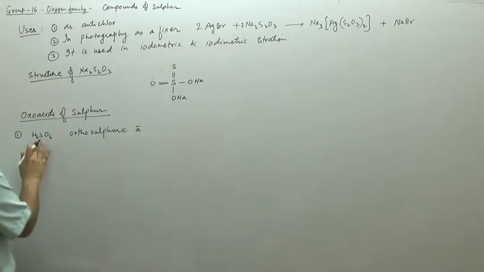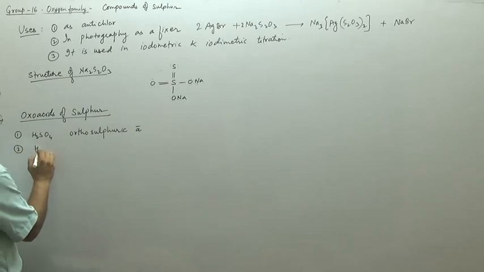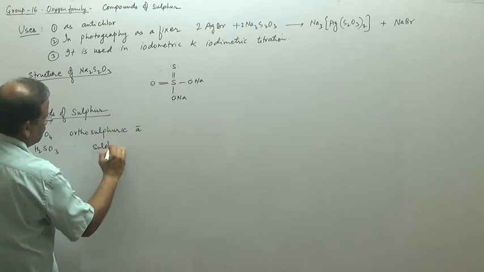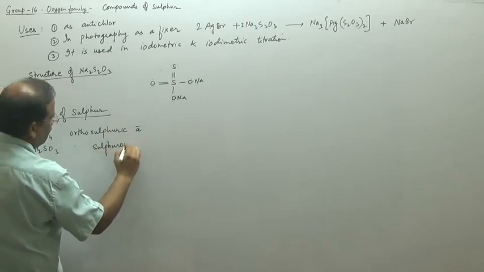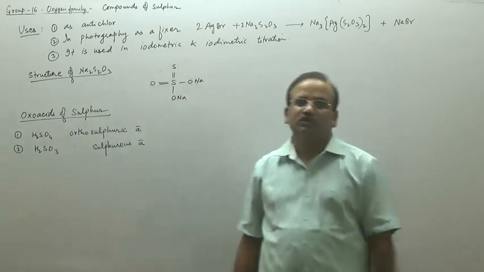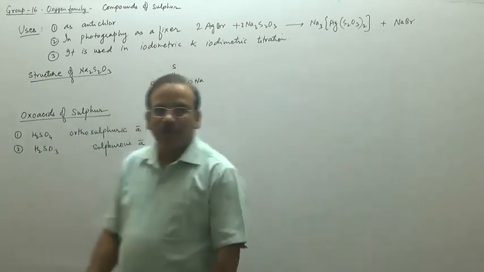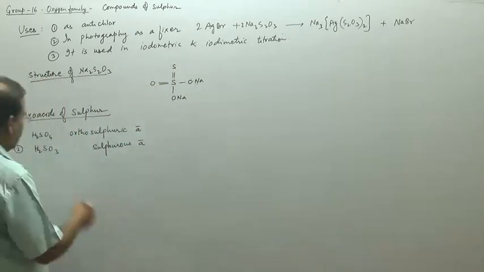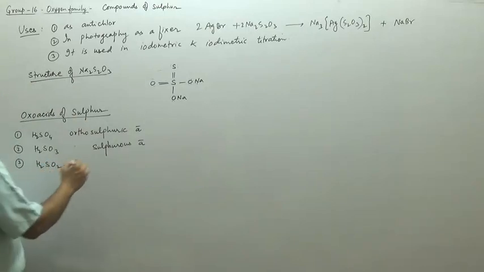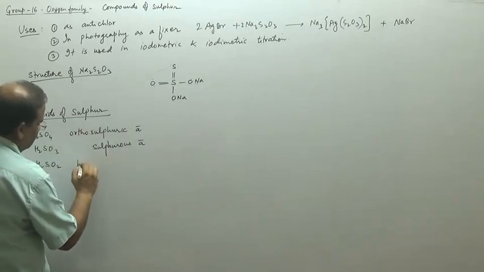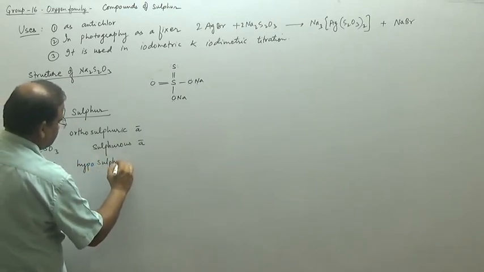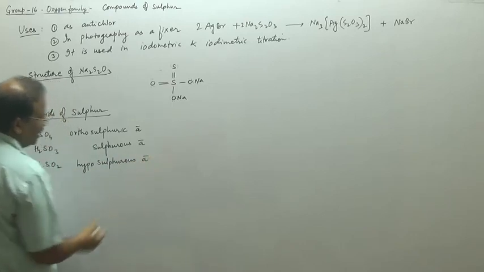Then if I remove one oxygen from this, I'll get H2SO3. That is called sulfurous acid. You can write it as sulfurous acid, or you can write it as orthosulfurous acid. It is one and the same thing. If you remove one more oxygen from that, then I'm going to write H2S2O4. Then it is called hyposulfurous acid.